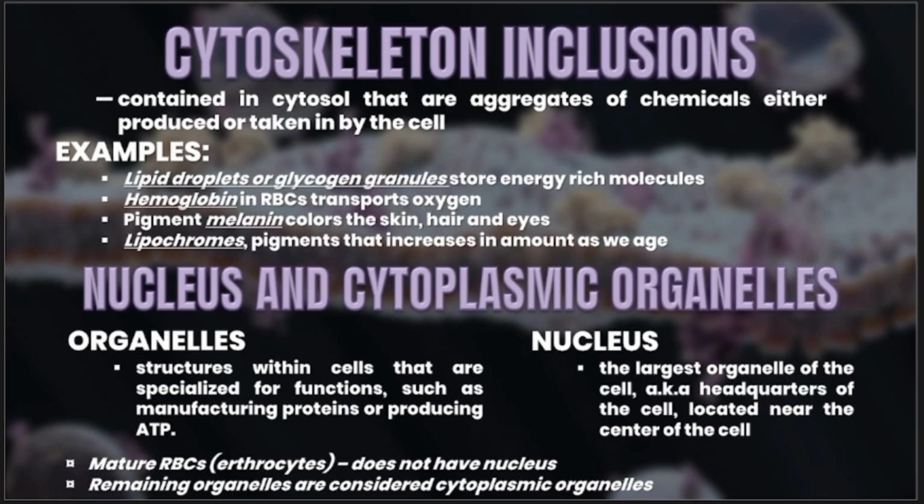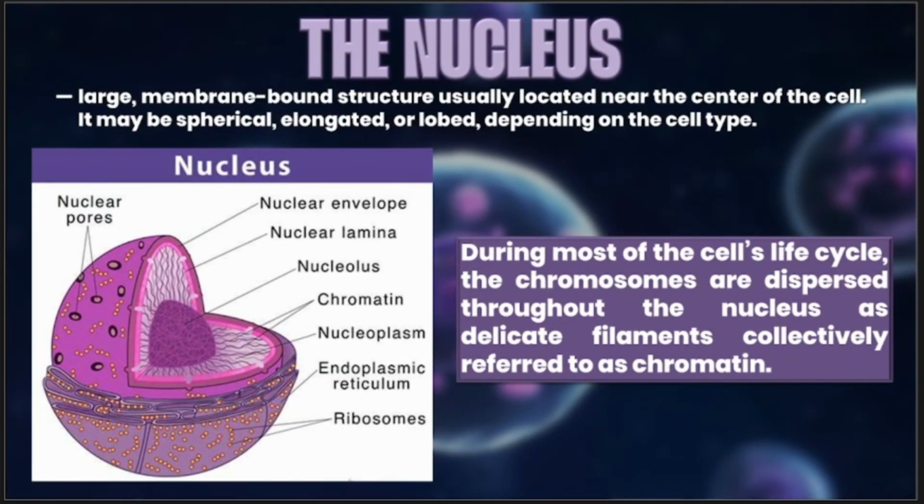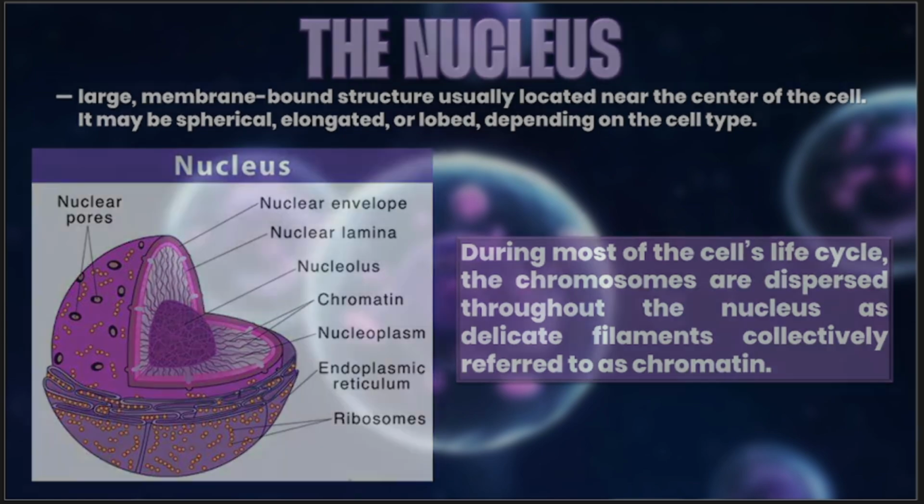And focusing on the nucleus, it is a large membrane-bound structure that is typically found in the center of the cell. It actually has various shapes. It could be spherical, elongated, or lobed, depending on the cell type. And for most of the cell's life cycle, chromosomes are spread out within the nucleus as thin threads, which is known as chromatin. Okay?